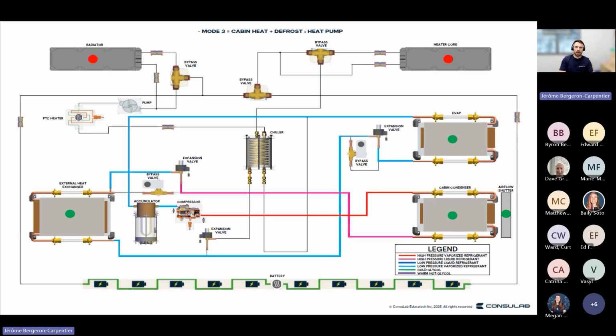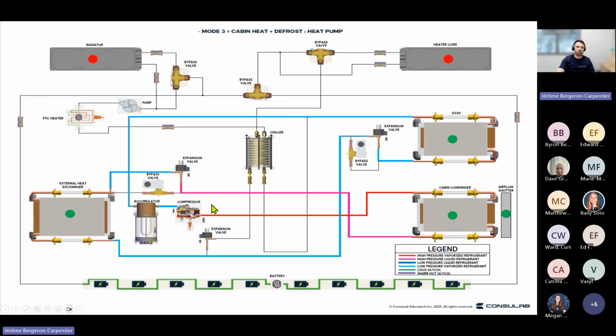We can also have both expansion valves working together. So in that case, that's still going to be cabin heat, but we also want to have that defrost option. So the only difference, we're going to dump all of our heat inside the cabin. So airflow shutter open, the fans for the cabin condenser turned on. We're going to have the first expansion valve working.